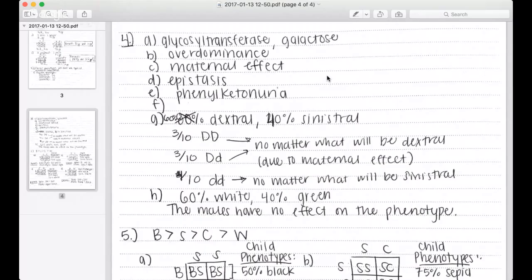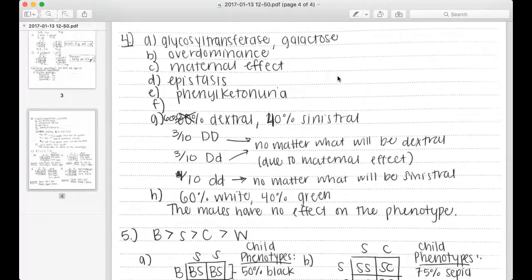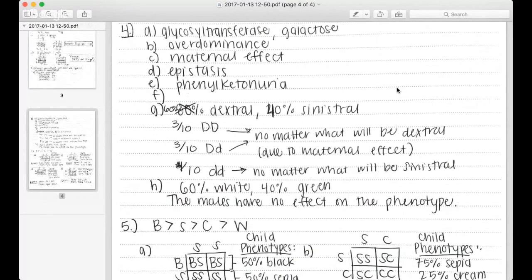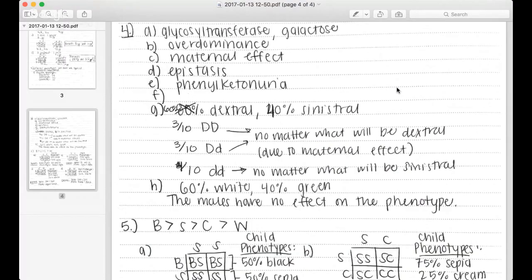Okay, so for D, epistasis is the genetic phenomenon where the alleles of one gene mask the phenotypic effects of the alleles of a second gene. Your answer's better than mine. I didn't check the answer key yet. Okay. Yeah, maternal effect. That makes more sense because of the snail patterns that we were learning about. Mothers supply the genotypes. Yep. Epistasis. Okay.